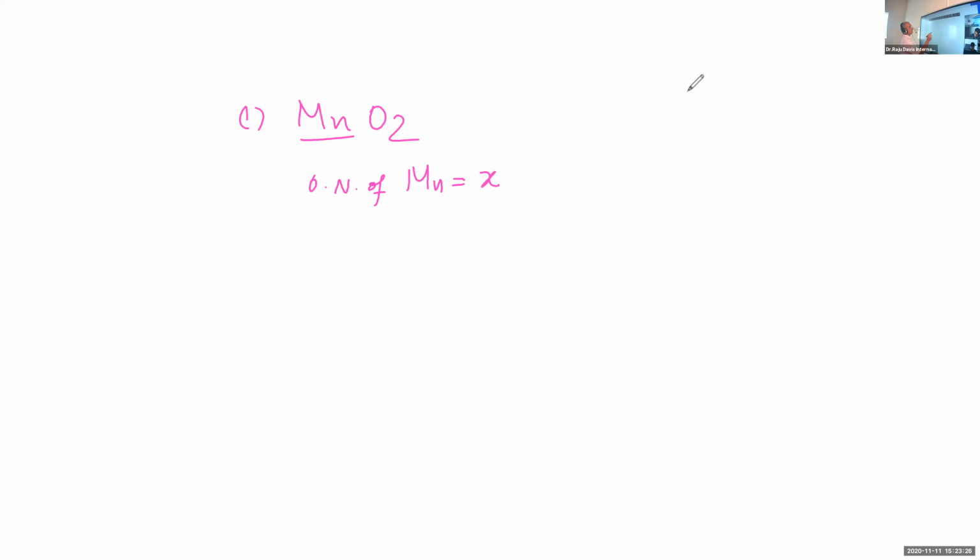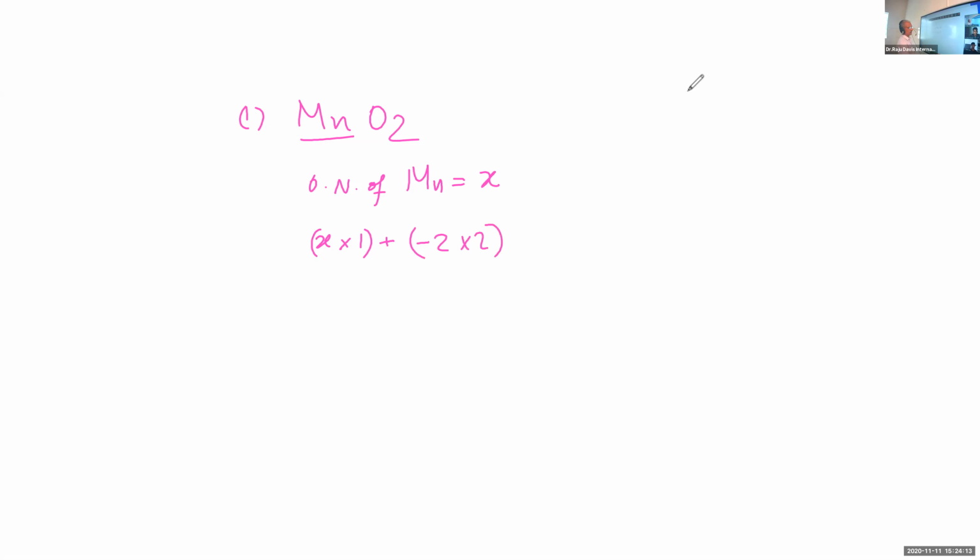Oxidation number of manganese is equal to X. There is only one manganese atom, so X into 1. We are going to take the sum of the oxidation numbers of all the atoms. Oxidation number of manganese is equal to X, only one manganese, so X into 1, plus oxidation number of oxygen in its compounds is equal to -2. We have 2 oxygen atoms here, so into 2, you take the sum.